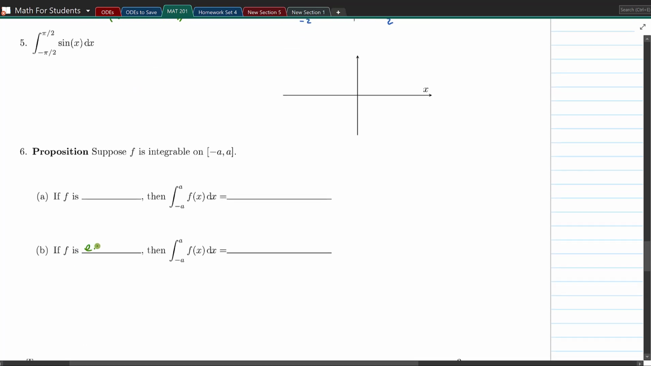If f is even, then the integral from minus a to a of f of x dx could be calculated, and you don't have to do this, but this is a permissible alternative method of finding this, by taking the integral from 0 to a of f of x dx. That computes exactly 1/2 of the net area, and then you double it by multiplying by 2 out front.